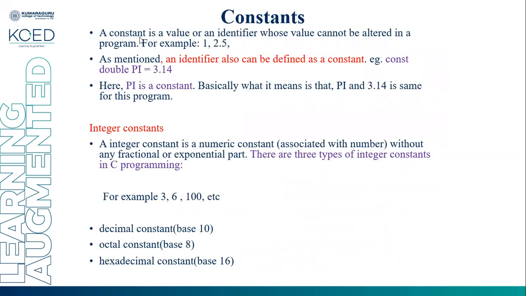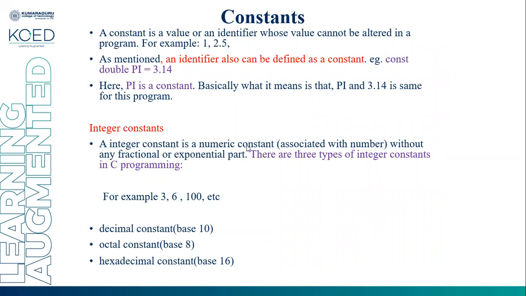Next, constant. A constant is a value or identifier whose value cannot be altered in a program. It cannot be changed throughout the execution of the program. An identifier can also be defined as a constant. For example, const double pi = 3.14. That means the value of pi cannot be changed. Here pi is a constant. Basically, pi and 3.14 are the same for this program.